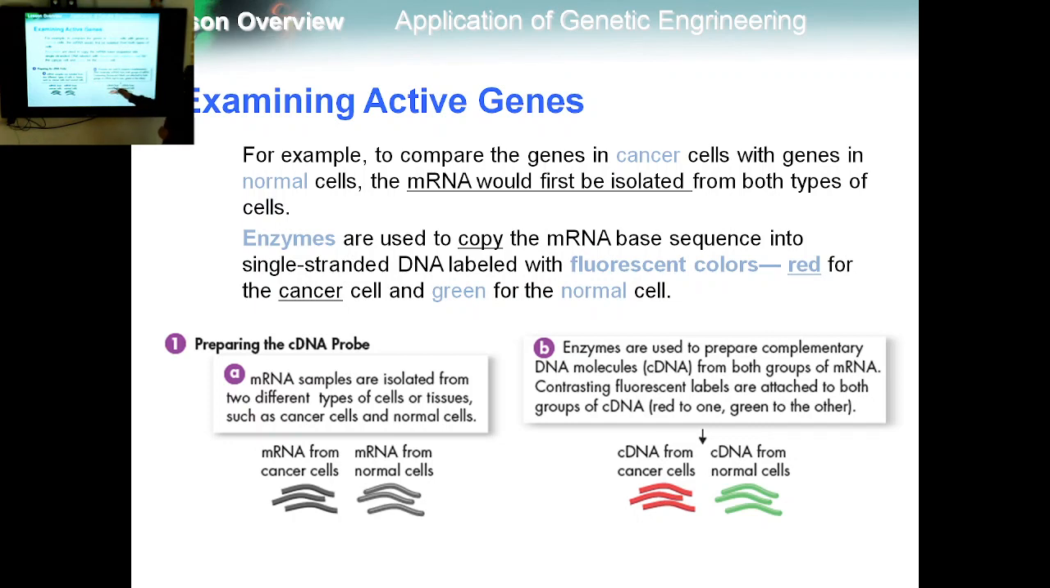So the cDNA for the cancerous cells is in red, and the cDNA for the normal cells is in green. You have to know that the red color and the green color here are labeling, radio labeling, or tagging, okay? So again, the cancerous cells are labeled by the red color, and the normal cells are labeled by the green color.